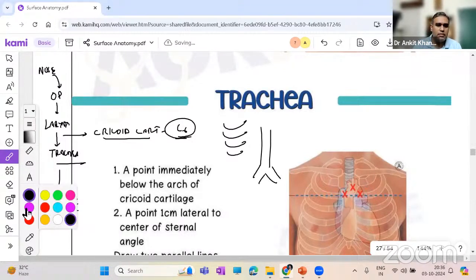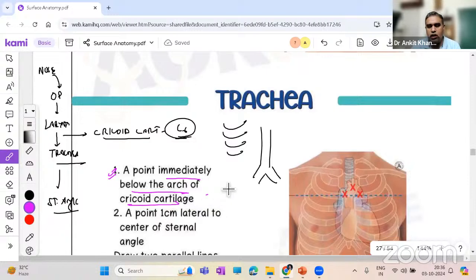Now let us see the points over here. First point, a point immediately below the arch of cricoid cartilage. I told you how to find the arch of cricoid cartilage. In the neck anteriorly, you have this Adam's apple, more prominent in males, but in females also we can palpate it. This is thyroid cartilage, not gland, thyroid cartilage. Once you're able to palpate the thyroid cartilage, which is not difficult, you just go down and the next cartilage which you will feel is the cricoid cartilage.